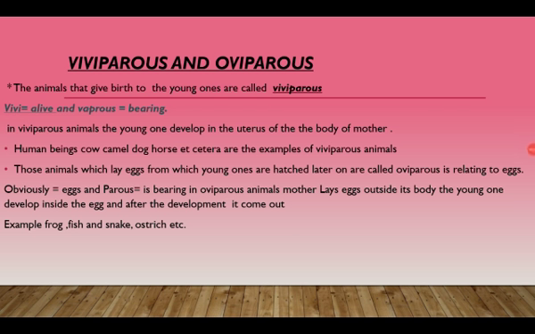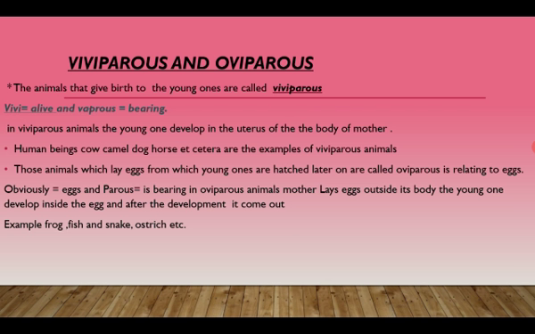Students, before this topic, I want to tell you there are two types of fertilization, external and internal fertilization. When the fusion of male gamete and female gamete takes place outside the female body, that is called external fertilization, and when the fusion takes place inside the female body, that is called internal fertilization. In human beings, normally internal fertilization takes place, but in a special condition we can reproduce with the help of external fertilization.